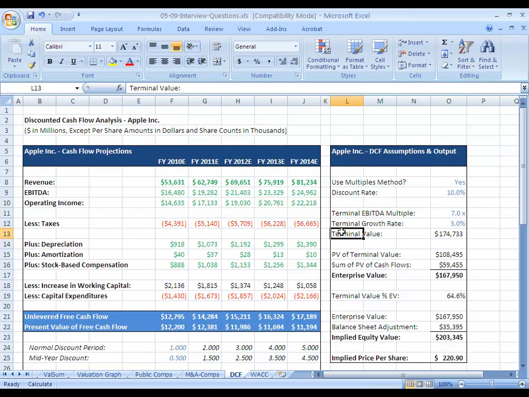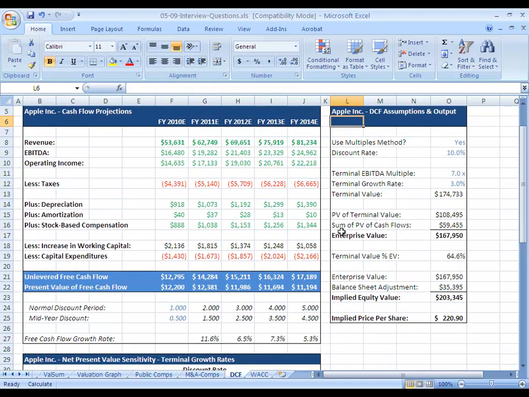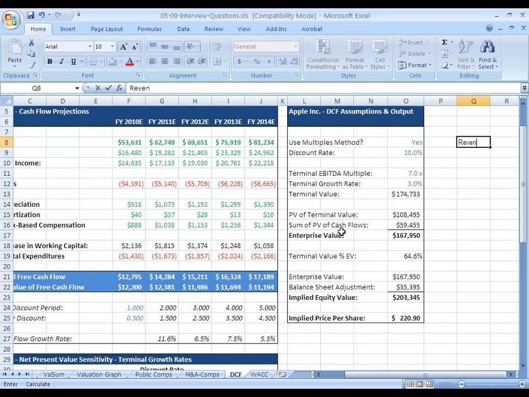You could also get a question on what has the biggest impact on the final output here. So there are a lot of different variables: revenue growth, margins, discount rate, terminal value. So which of these really has the biggest impact? So I'll just list a few of these on the side over here. So revenue growth, margins, discount rate, terminal value.